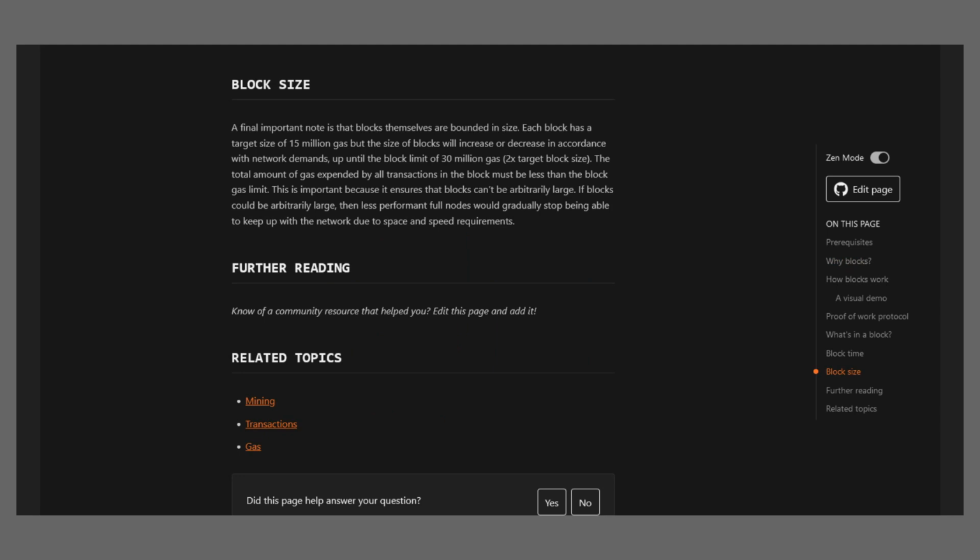Now here is some reasoning behind the Ethereum Foundation and their decision on how Ethereum would handle block sizes and how it would change depending on overall demand. So blocks themselves are bounded in size. Each block has a target size of 15 million gas, but the size of blocks will increase or decrease in accordance with network demands. So depending on if the network is extremely congested or if the network is not so congested, the size of the blocks will increase or decrease, right? Up to the block limit of 30 million gas.